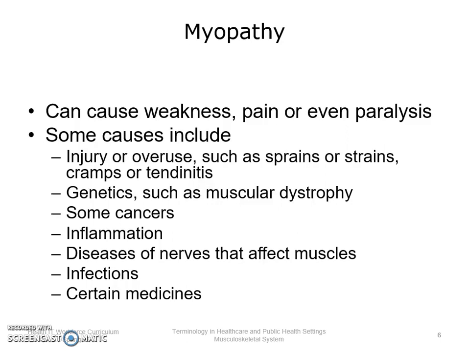causes for a muscle disorder, some of the common causes include injury or overuse, such as sprains or strains, cramps, tendinitis, genetics such as muscular dystrophy, some cancers, inflammation such as myositis, diseases of the nerves that affect muscles, infections, and certain medications. Treatments for myopathies depend on the disease or condition and specific causes.